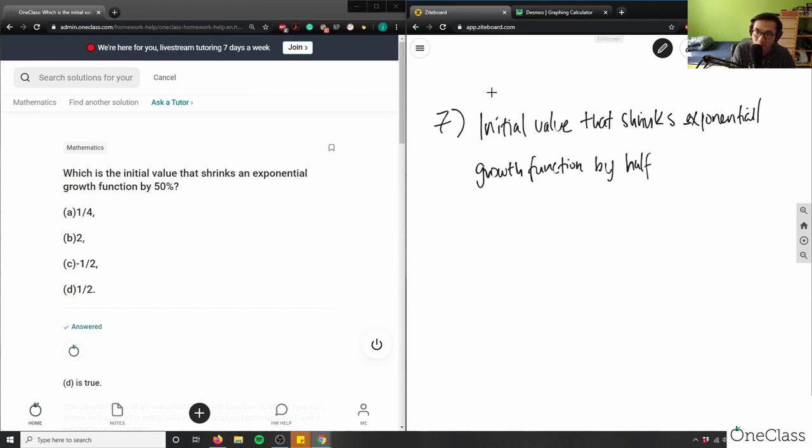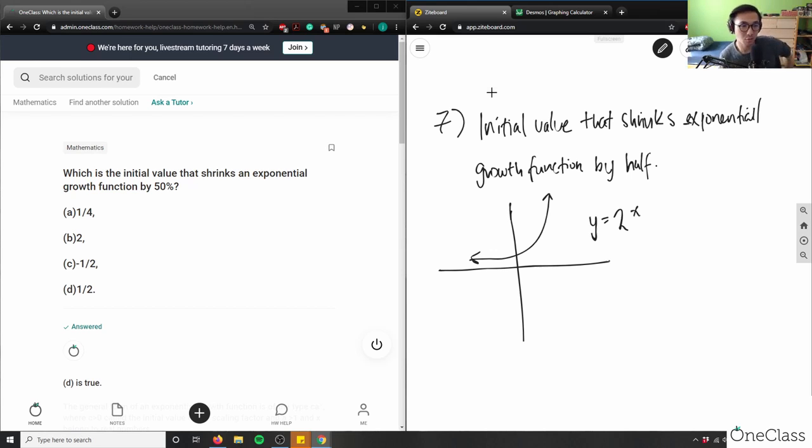by half. So it says here I have an exponential function. So let me draw this out. So this here, exponential growth function. This here I'll say it is y equals 2 to the power of x. This here is my standard exponential growth function. So it says here, what is the initial value that can shrink an exponential growth by 50%?